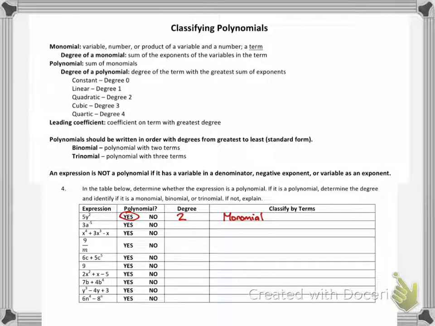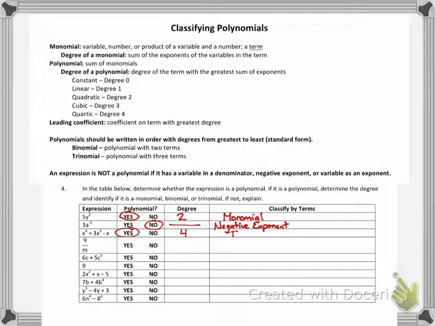The next one, 3a to the negative 5th, is not a polynomial. We're not going to worry about the degree with things that aren't polynomials, and the reason why it's not a polynomial is it has a negative exponent. That's one of our 3 things that'll prevent something from being a polynomial. So negative exponent, doesn't matter how many terms there are, if you see any negative exponent, it is not a polynomial.